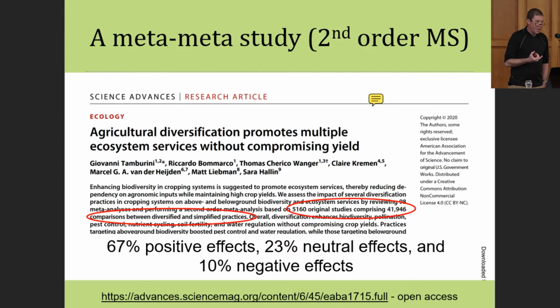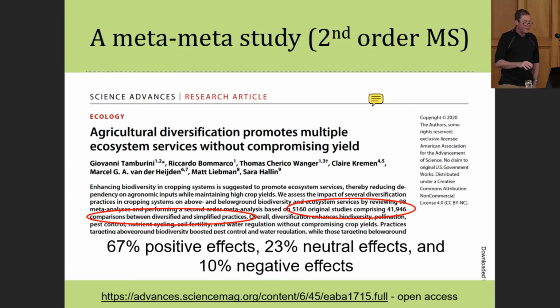Basically, this is the entire sum of knowledge. So when a scientist goes, oh, diversification, I wonder if this idea will work, 67% of the time it had a positive benefit. That's pretty good odds down at the lotto shop. 23% of the time it had no effect, and 10% of the time, only randomly picking some kind of diversification, it had a negative effect on everything.